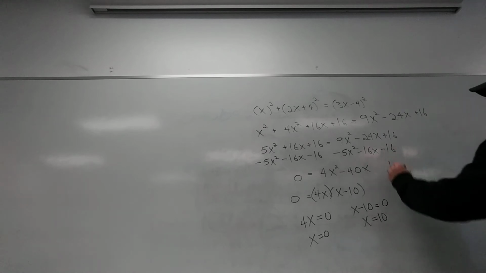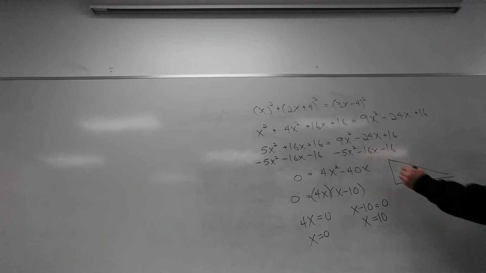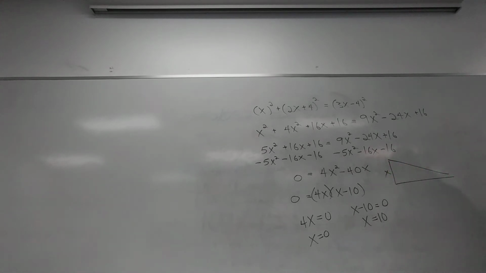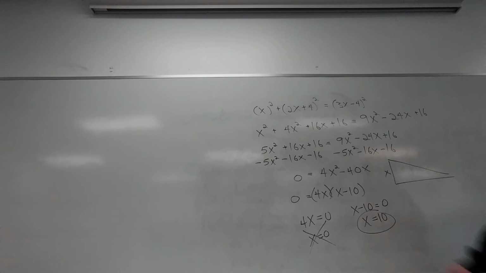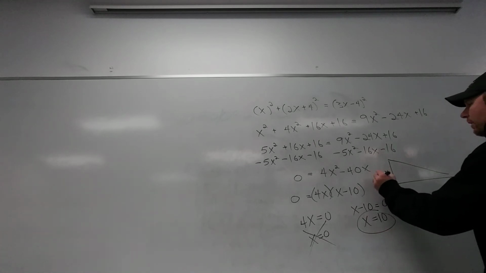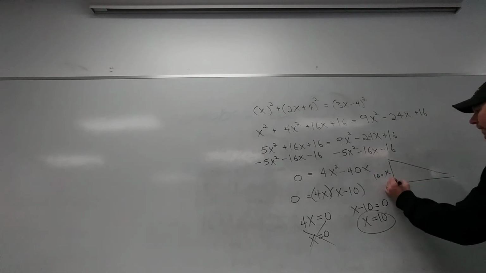Now the original problem had a height of x. Well, not much of a triangle if x is equal to 0. So my answer by default has to be x equals 10. So there's the height of that triangle.